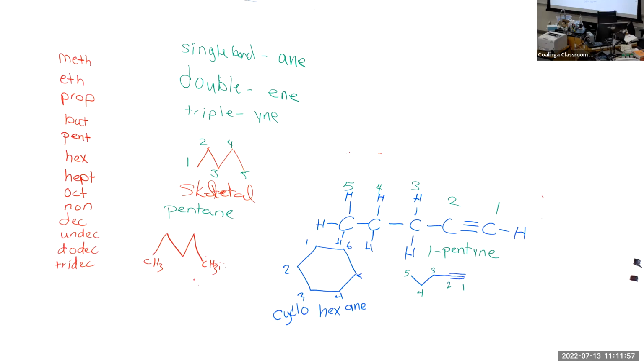So, can somebody do me a favor? You guys have your modeling kits out? Okay. What I'd like you to do is make me this structure, the pentyne. You want to use the 4 carbons, all 4 carbons. That's 4 holes. And the hydrogens.